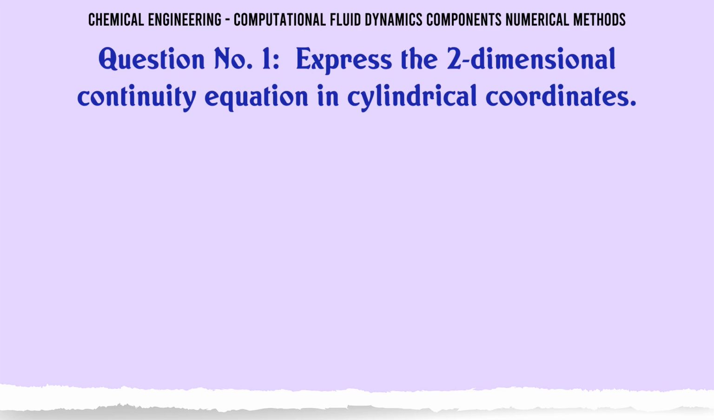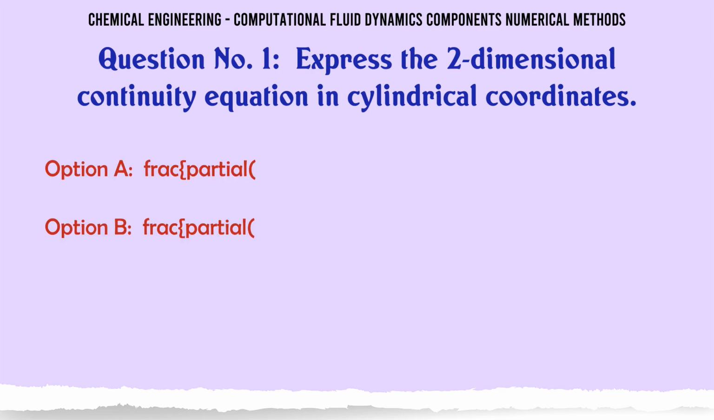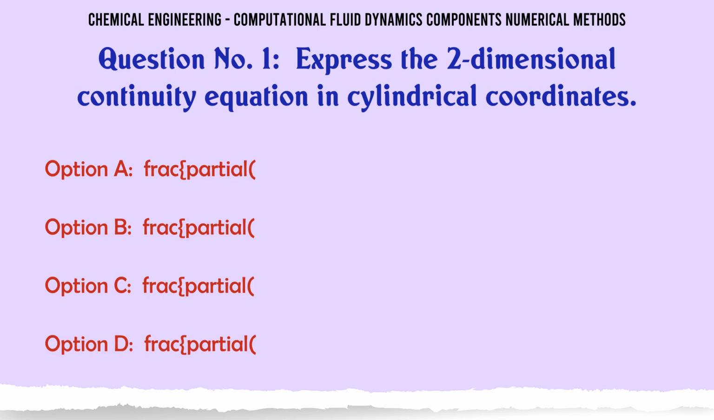Express the two-dimensional continuity equation in cylindrical coordinates. A. ∂(ρv_r)/∂r + (1/r)∂(ρv_θ)/∂θ + ρv_r/r = 0. B. ∂(ρv_r)/∂r + (1/r)∂(ρv_θ)/∂θ + ρv_r/r + ∂ρ/∂t = 0. C. ∂(ρv_r)/∂r + (1/r)∂(ρv_θ)/∂θ + ∂ρ/∂t = 0.